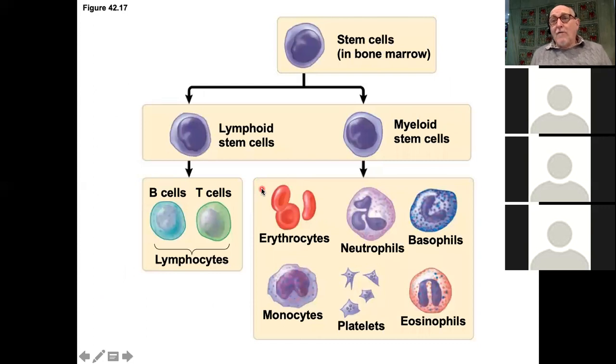So all of our blood corpuscles, all of our blood cells, arise in the bone marrow, in the red marrow of the bone, and they arise from a stem cell. They all arise from a common ancestor. And this is a stem cell, in a set of stem cells. We'll have many of them in the bone marrow, in the red marrow of the bones.